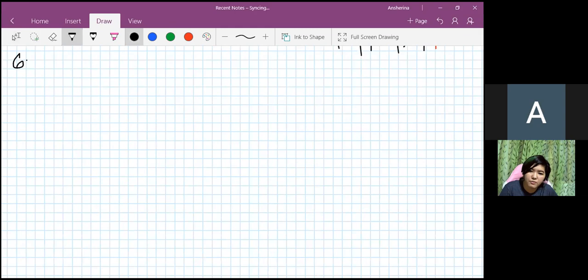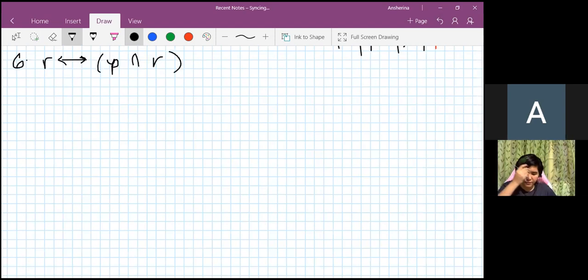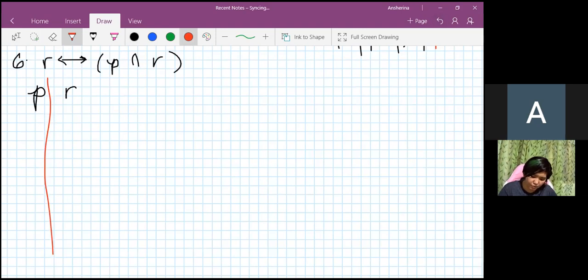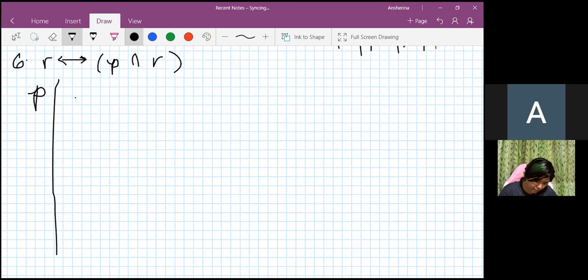So, dito na tayo sa number 6. Number 6 is R if and only if P and R. Okay. So, how many propositions do we have? Or how many distinct letters do we have? We only have 2. That is P saka R. Okay. Oopsie. Kahit naka-tablet, makikita pa din magsulat. Lalo na kung hindi ka talaga pantay magsulat, no? Yan. Okay, I hope that looks better.